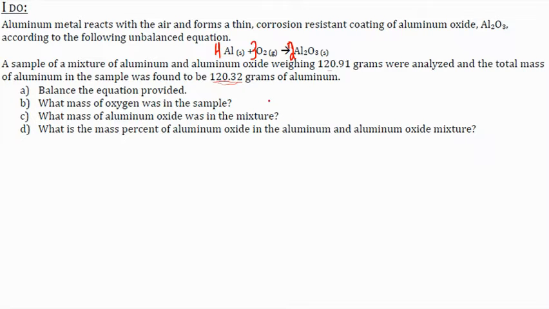So if the aluminum weighed this much, they want to know how much oxygen was in that sample. What do we do? We subtract. We're going to take this minus this, and we're going to come out with our oxygen amount, which is 0.59 grams of oxygen. Okay. What is the mass of the aluminum oxide in the mixture? Well, there we're going to have to do a little bit of math.